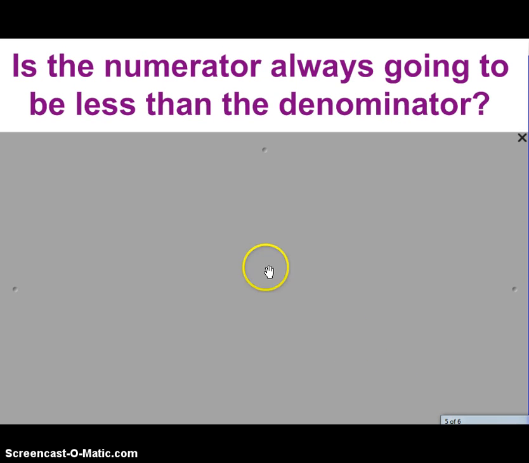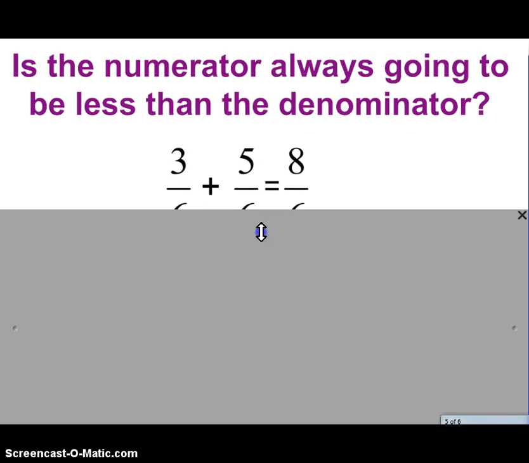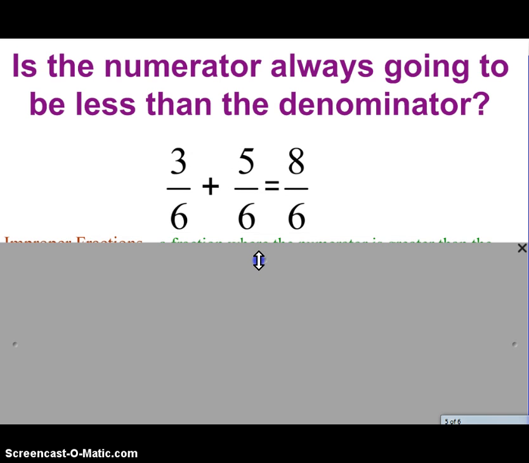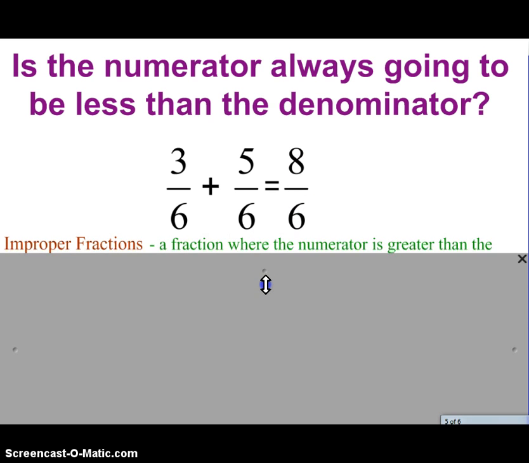Is the numerator always going to be less than the denominator? If you haven't worked with adding fractions, you might say yes. But let's take a look at this situation. 3/6 plus 5/6 would give us 8/6. Here, our numerator is actually greater than the denominator, and there's a special word for when that happens.